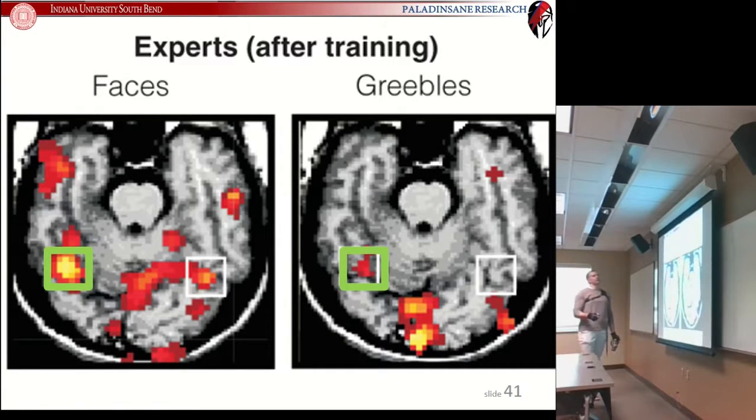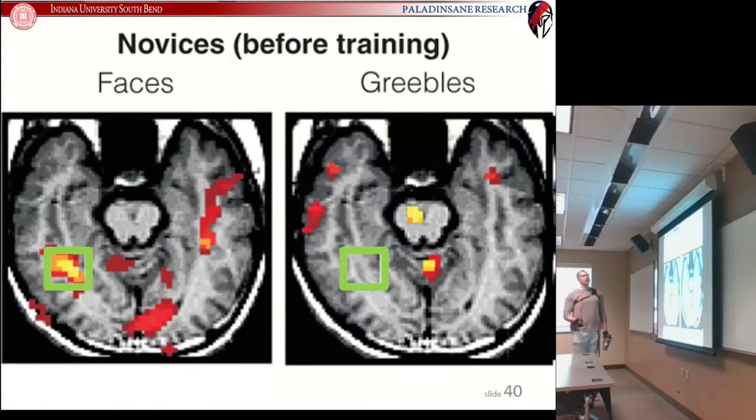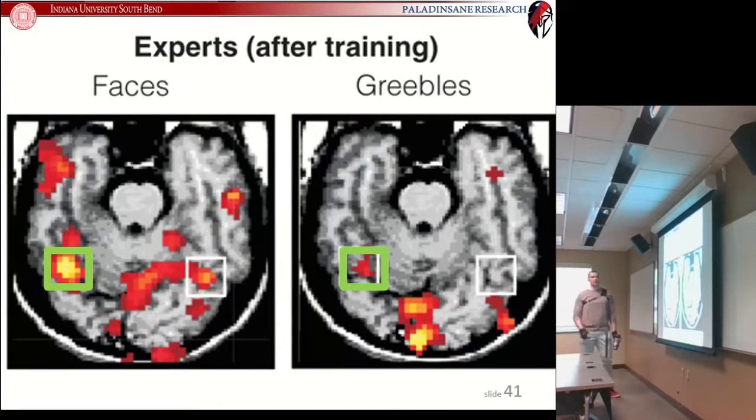So importantly, before training, no activation in the fusiform face area for the Greebles. After training, we start to get activation for the fusiform face area. It's not as much as we get for human faces, but the fact that it's anything at all after what really is a minimal amount of training in identifying Greebles is kind of astonishing.